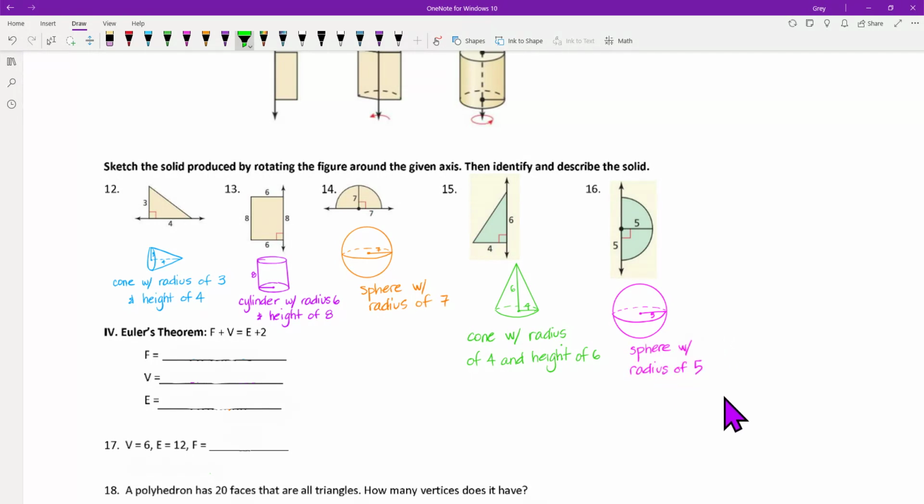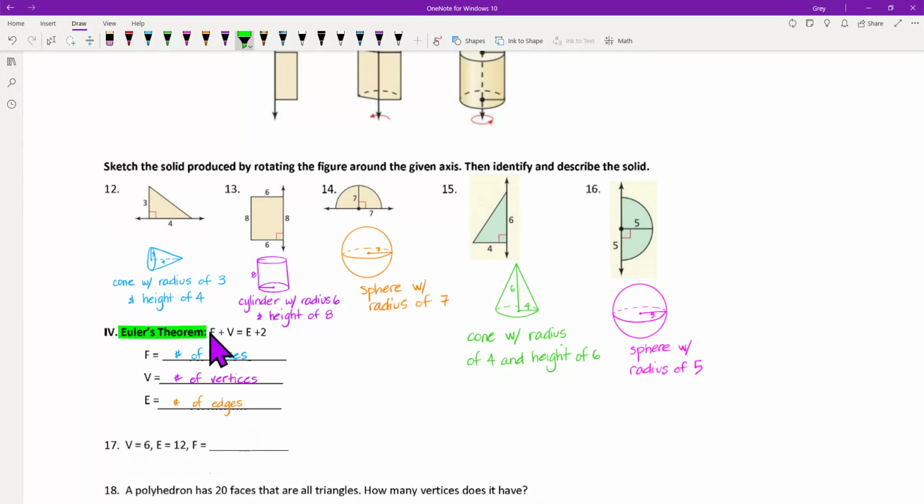So one of the things that we need to talk about with 3-dimensional figures is something called Euler's theorem. Y'all, it's not Euler, it's Euler. He's a Swiss mathematician. Okay, and the formula says F plus V equals E plus 2. What does F mean? It's the number of faces, V is the number of vertices, and E is the number of edges. So it's a pretty straightforward formula.